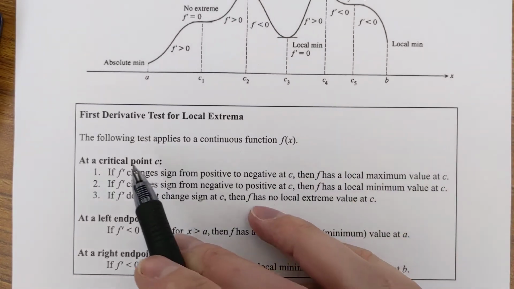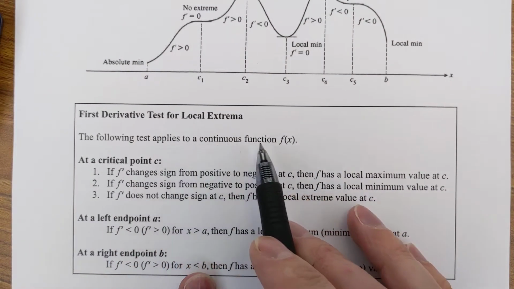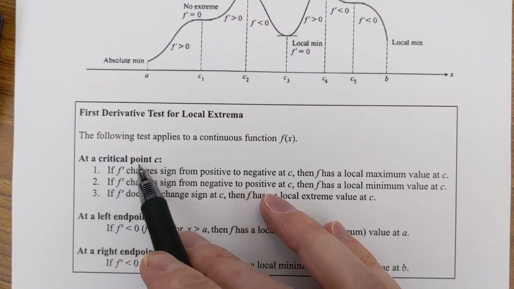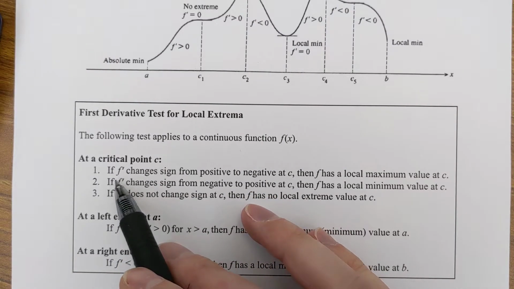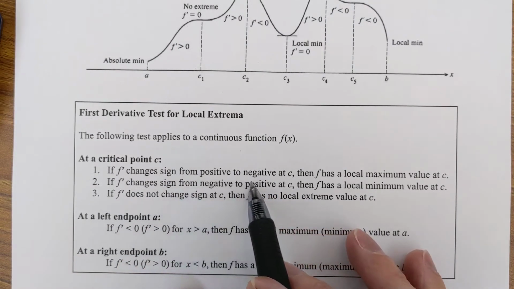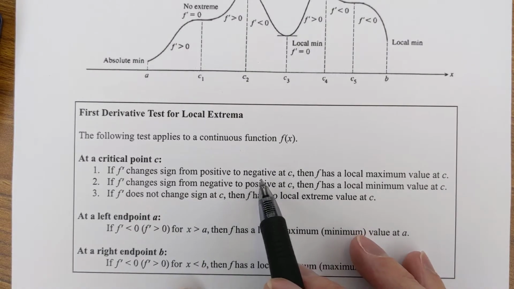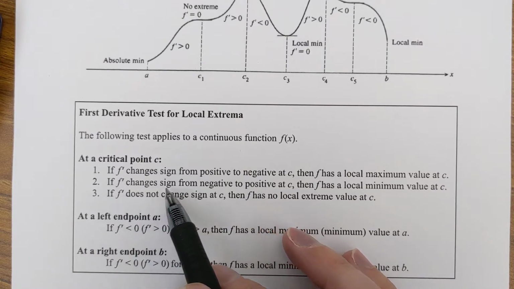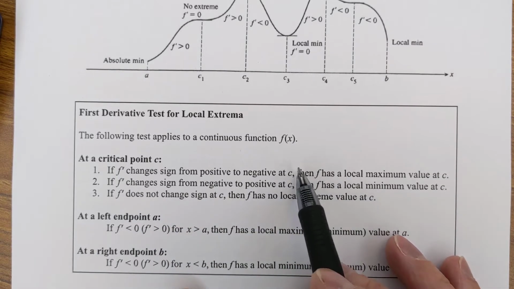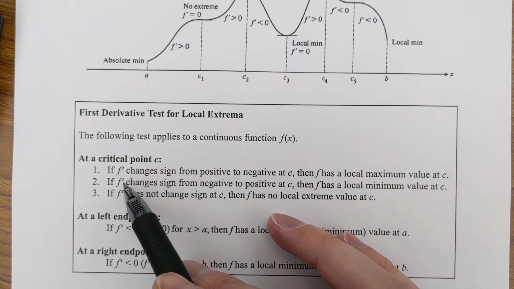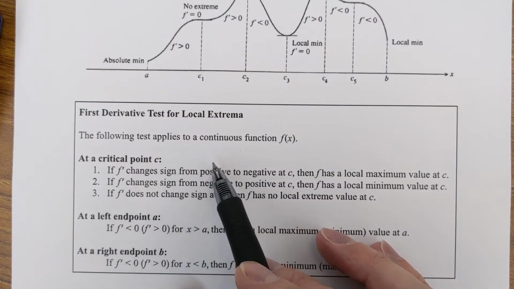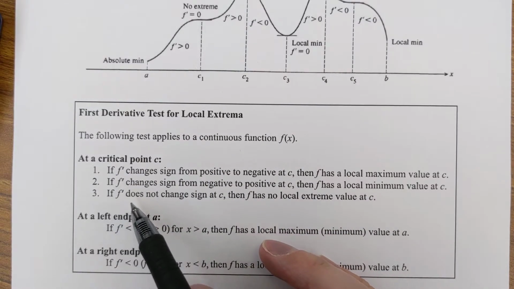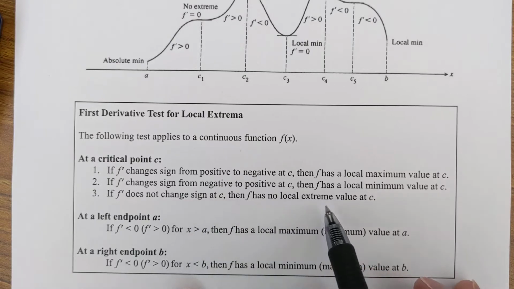So the first derivative test says the following test applies to a continuous function f of x. At a critical point c, if f prime changes sign from positive to negative at c, then you have a maximum, because that means the graph is rising, then falling. If f prime changes from negative to positive, you have a minimum, the graph is going down, then up. Because remember, the derivative is the slope. So if you have a negative slope, that means the graph is coming down. If f prime does not change sign at c, then f has no local extreme value.